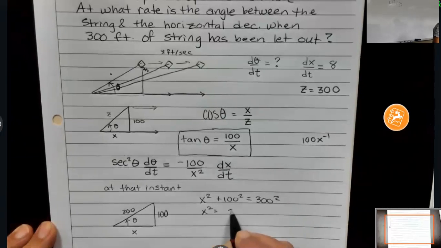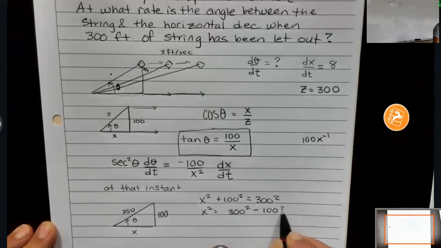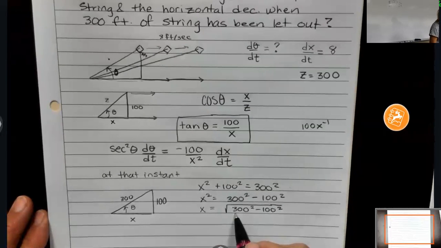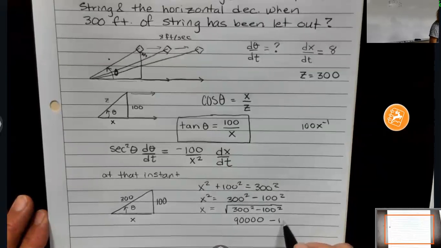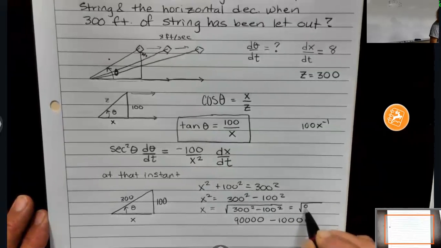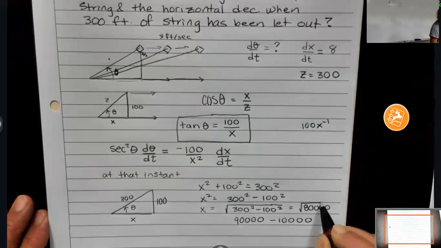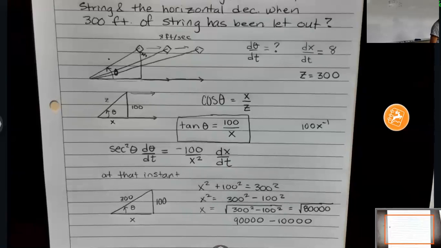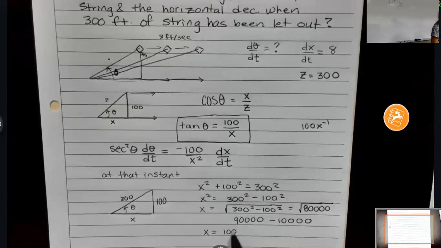So x squared is 300 squared minus 100 squared. So x is the square root of that. Well, 3 times 3 is 9. Here's 100 times 100, and then 100 times 100. So that's going to be 80,000, square root of 80,000. So how about that's 100 square root of 8? Maybe?